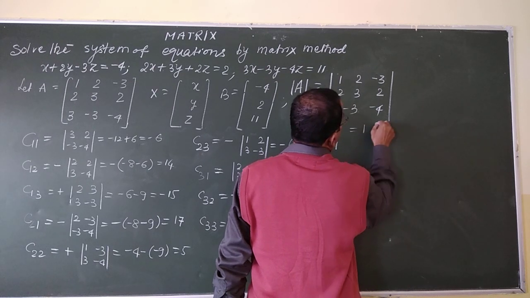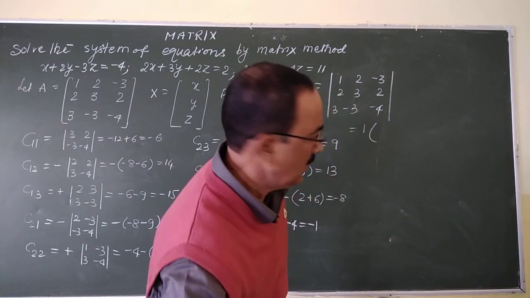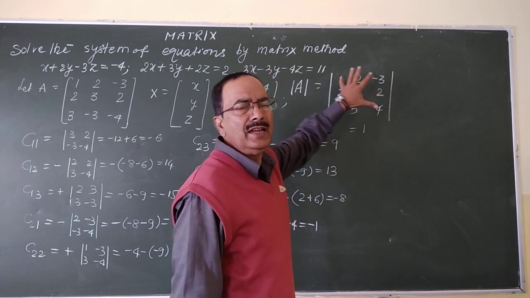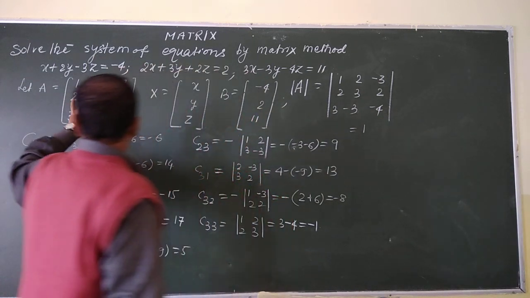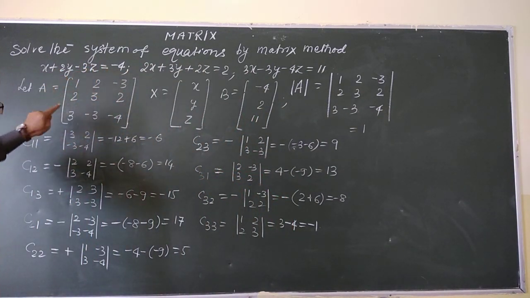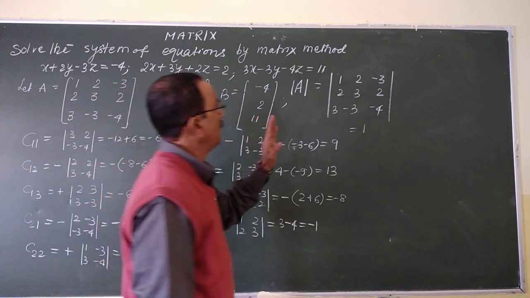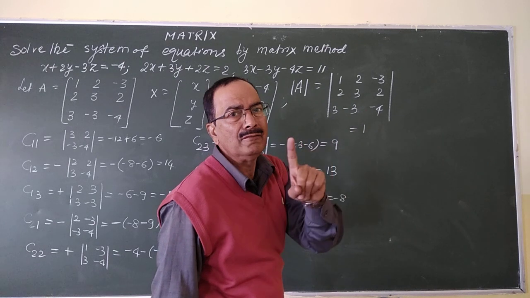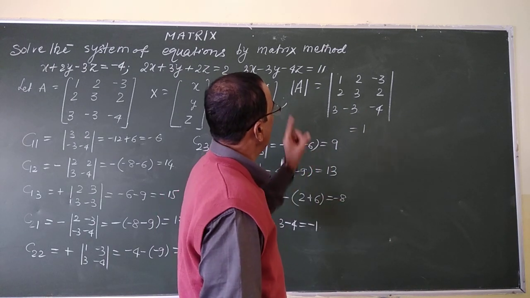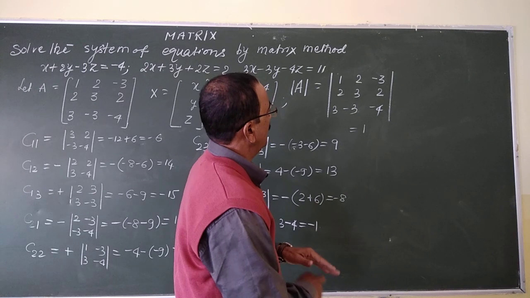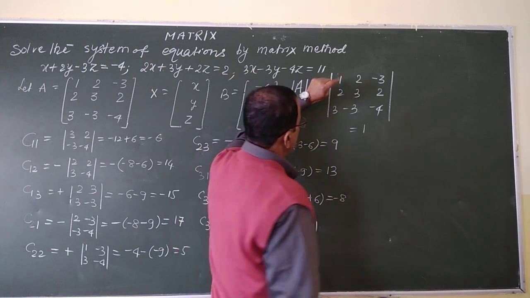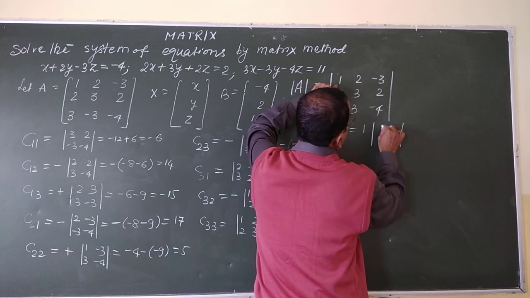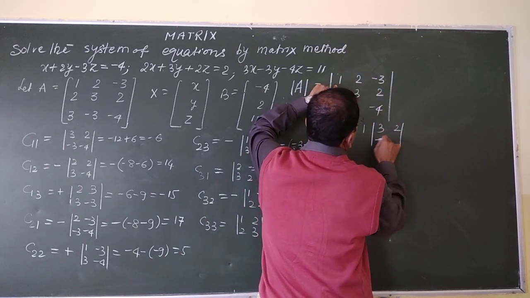Now for this one, we take its cofactors. To evaluate any determinant, determinant of any matrix, we have to take cofactors of all the elements of any one row or any one column, with the element of that row and that column. So 1 and its cofactor: close this row and this column, 3, 2, minus 3, minus 4.